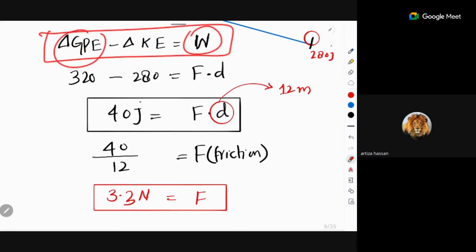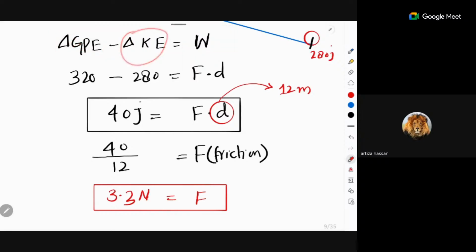That change in gravitational potential energy and change in kinetic energy appears in the form of work done against friction. And this work done, let's say I have given you an example. Let's say the gravitational potential energy you have is 320 joules, and this is 280 joules, and that is F into D. So you will simply say that this F into D is equals to total work done against friction. Okay, got it?